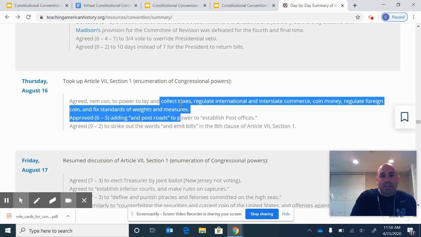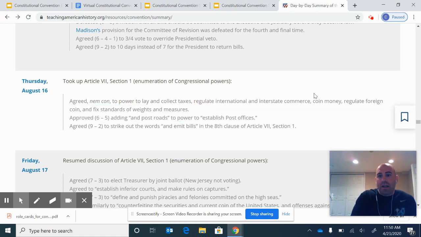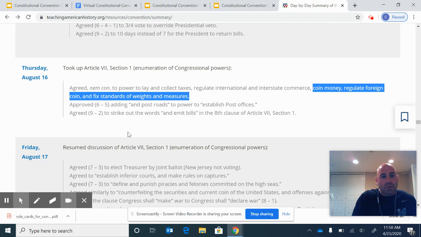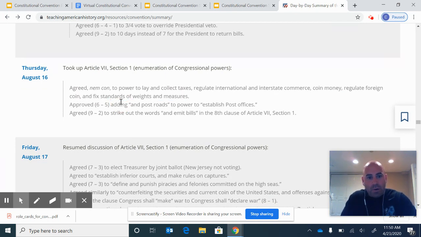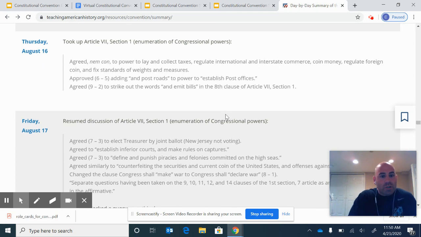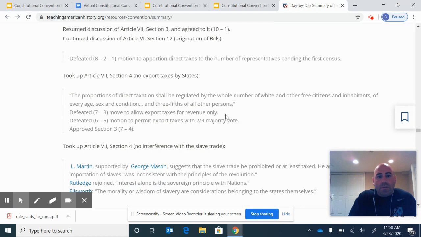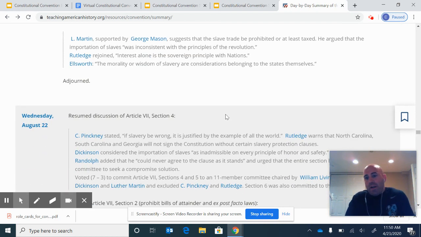They can collect taxes, they can regulate trade. They're the ones that are going to create and coin money. That is going to be the role of the legislative branch in our government. Adding the post office and the idea of federal roads, that's going to go through the legislative branch. And after all of this, we're going to eventually get to them saying, hey, we got 3 branches of government.